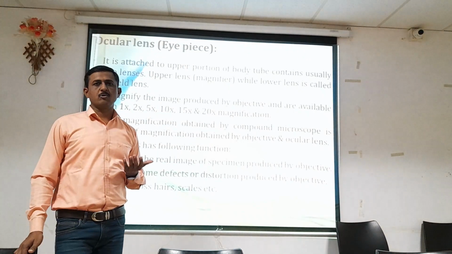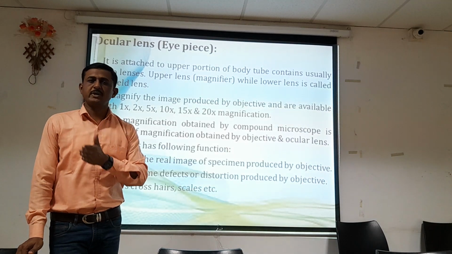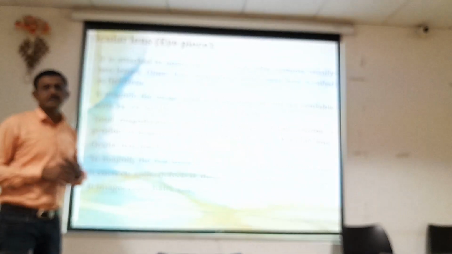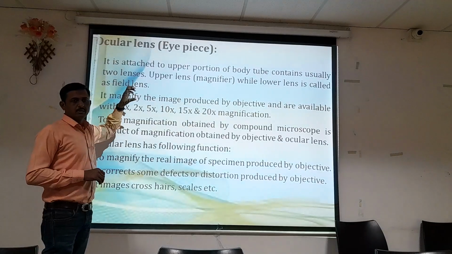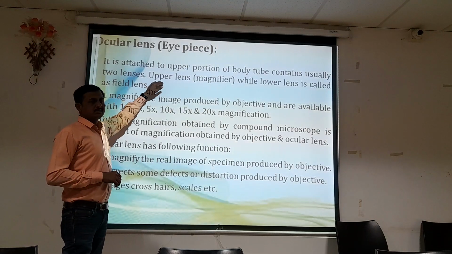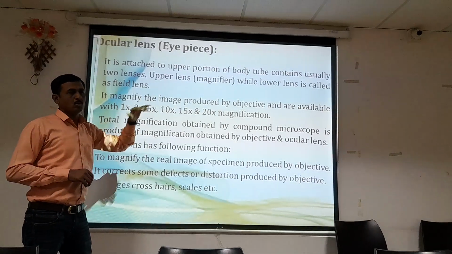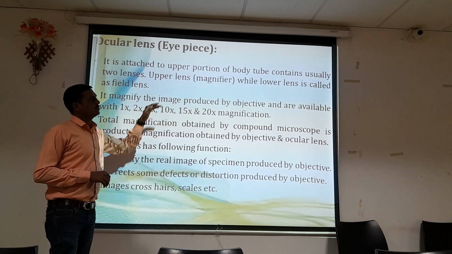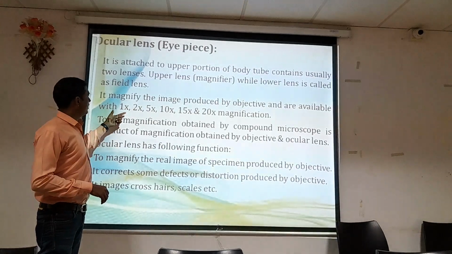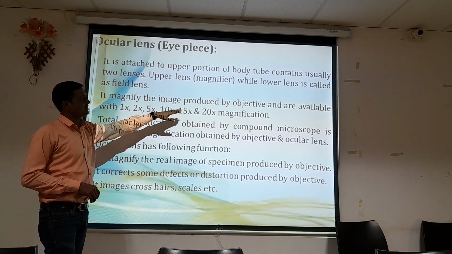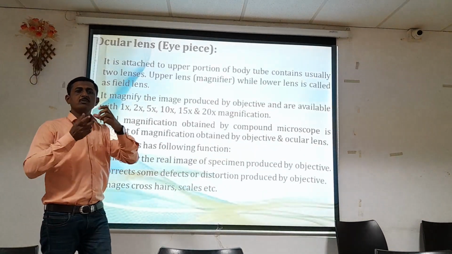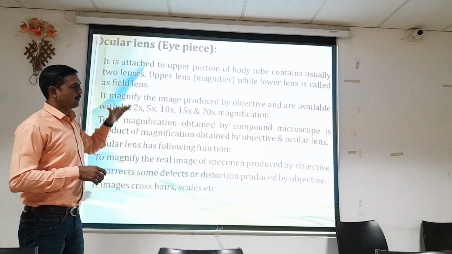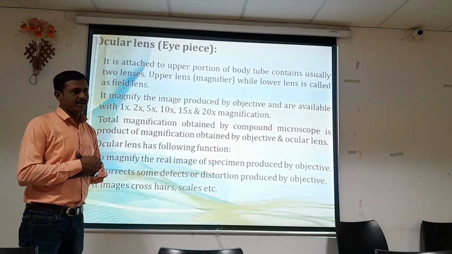You can have eyepieces of 5x, 10x, 15x to 20x, depending upon which type of lens we are using, loaded at the end of the microscope. The upper lens is called the magnifier, while the lower lens is called the field lens. It magnifies the image produced by the objective and is available in 1x, 2x, 5x, 10x, 15x and 20x magnification. That eyepiece can be removable; the upper part can be removed so we can clean that glass, and the upper glass is called the magnifier.